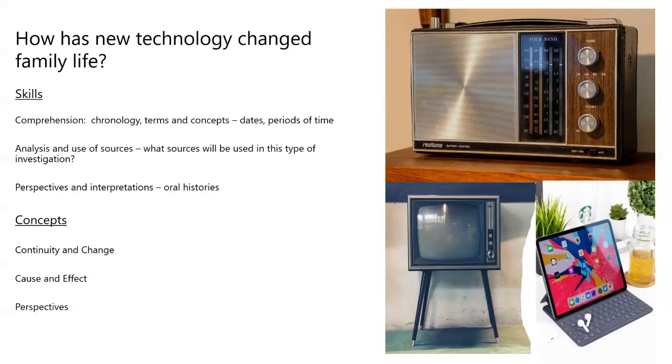Analysis and use of sources. So what sort of sources will we use in this type of investigation? How will we be able to answer how technology has changed family life? What source are we going to use to answer that? Perspectives and interpretations. So we may look at oral histories. We may have different people come in and talk about how they feel technology has changed family life. You can ask a question with the guest speaker.